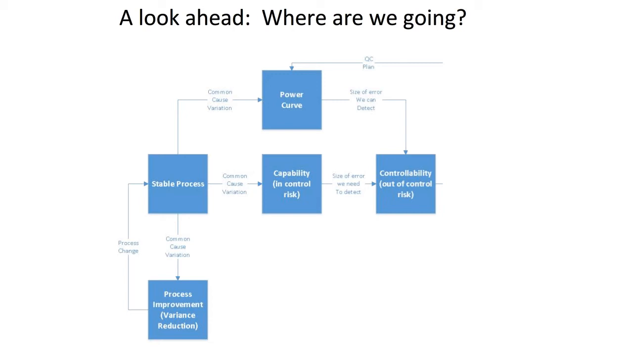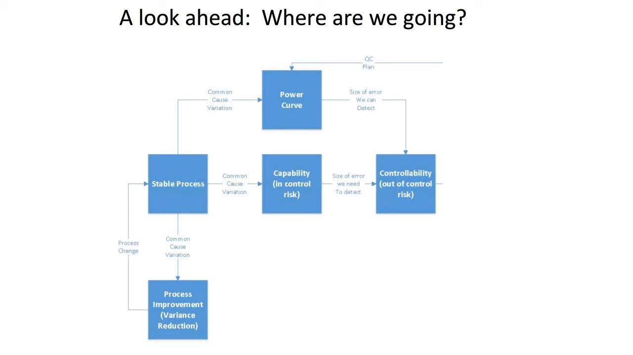Second, the variability is used to determine the size of errors that we can detect when the process does go out of control. And this is called power analysis. Power is the ability to detect a change when it occurs. And the power depends both on the QC plan we select and the size of the variation. So you can see that the variation from the stable process feeds into the power analysis on the diagram.